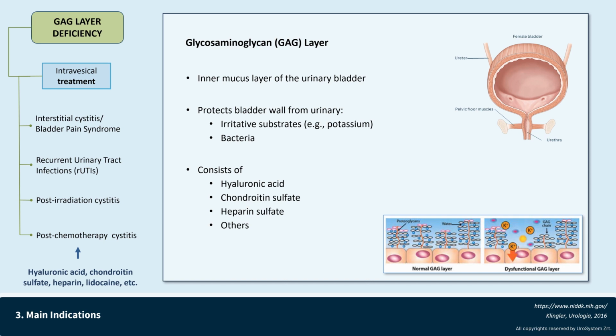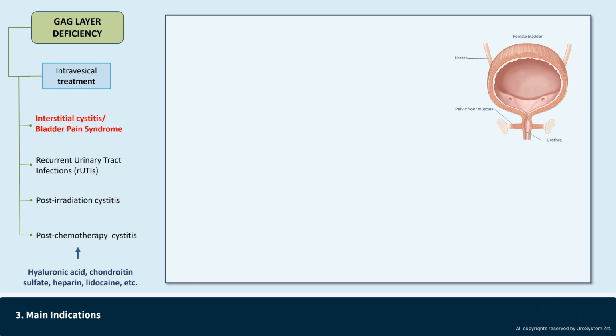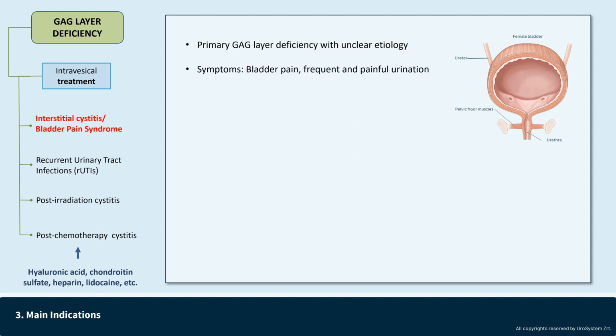The GAG layer can be damaged or weakened for different reasons. Patients suffering from interstitial cystitis or bladder pain syndrome have a primary GAG layer deficiency. This means that they do not need an external trigger or damage to have a weak GAG layer, like if somebody has a sensitive skin and is easily getting sunburn or has an eczema causing skin irritation. Because of their weak GAG layer, these patients have chronic irritative, often painful urinary symptoms caused by their own urine, and in most cases need lifelong treatment.